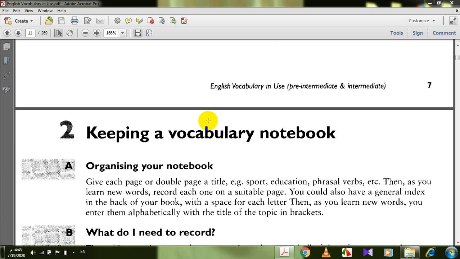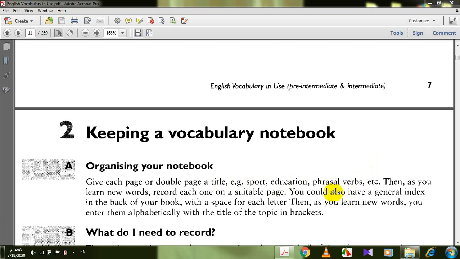Organizing your notebook. It means classifying your vocabulary into different groups or under different titles. So this is the idea of organizing your notebook. So give each page or double page, whether left hand alone or left hand and right hand, a title, e.g. sport, education, phrasal verbs, animals, and this stuff. So you have to group things, etc.